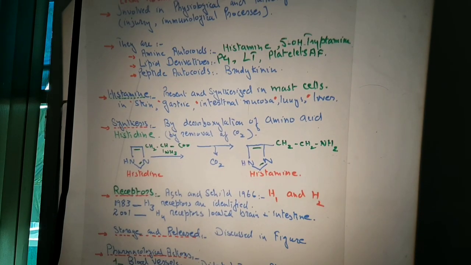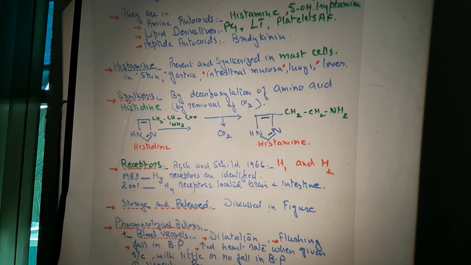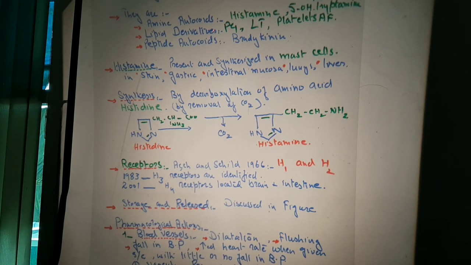Now there are three types of these. Either they are the amine autocoids, lipid derivatives, or the peptide autocoids. Now first of all, amine autocoids. These are histamine and 5-hydroxytryptamine. Lipid derivatives are prostaglandins, leukotrienes, and platelet activating factor. Now third is the peptide autocoids, that is bradykinin. Now coming to the first member of this autocoid, which is the most important, that is histamine.